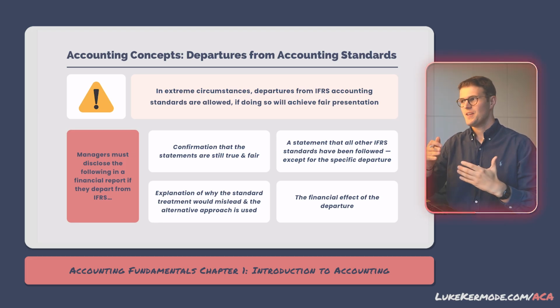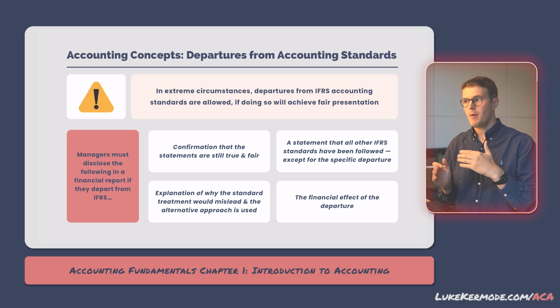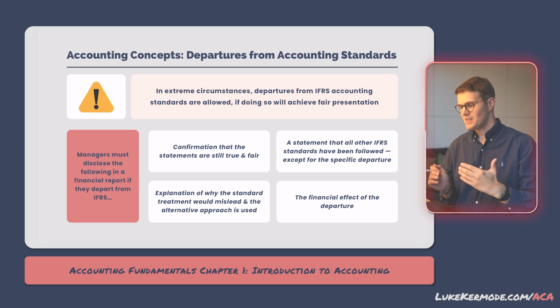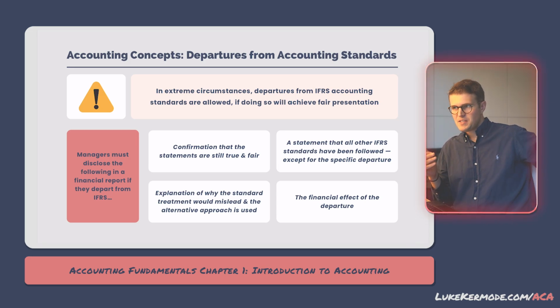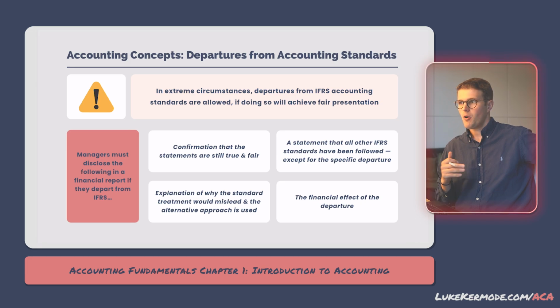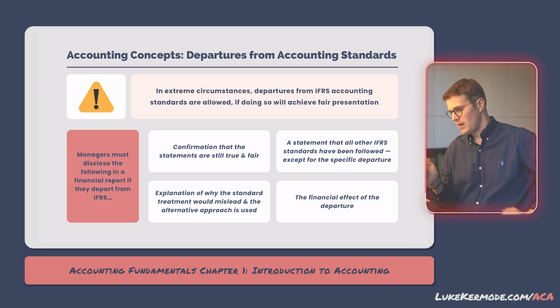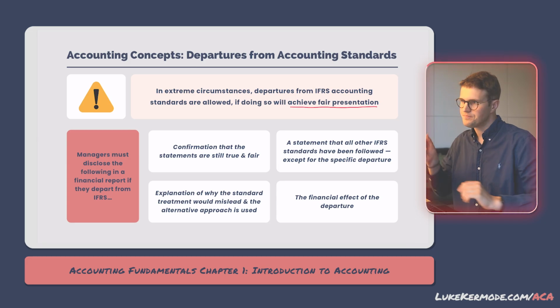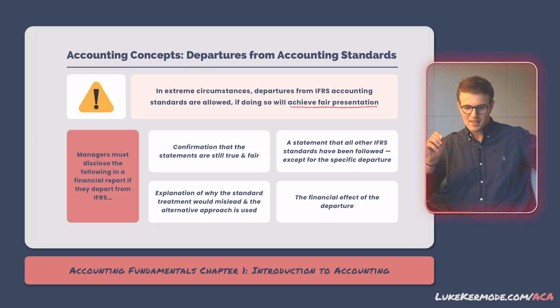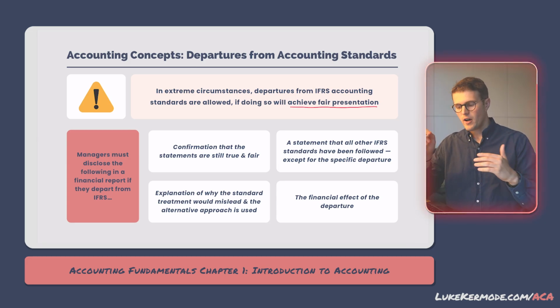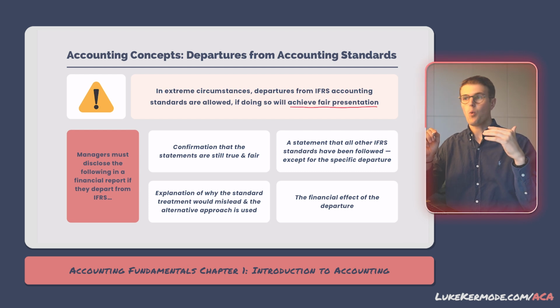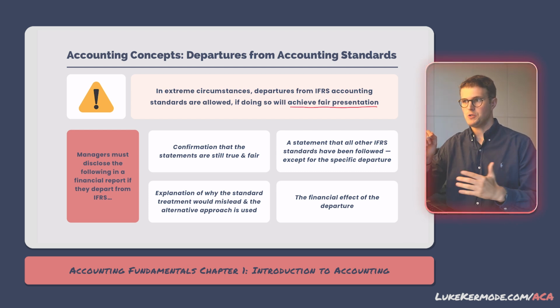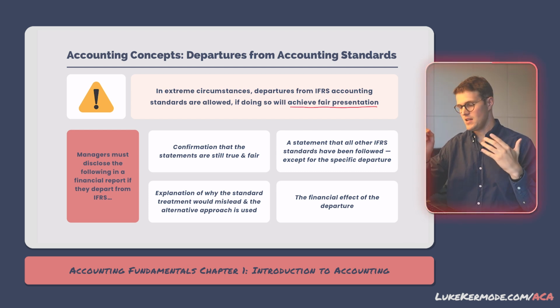Although financial statements are normally presented in line with IFRS, IAS 1 recognises that in very rare cases, strict compliance with a particular standard might actually result in financial statements that are misleading. In these situations, a departure from IFRS may be necessary if doing so will achieve fair presentation. But this isn't something that can be done lightly, so IAS 1 sets out very clear requirements for what must be disclosed when a departure from an accounting standard takes place.